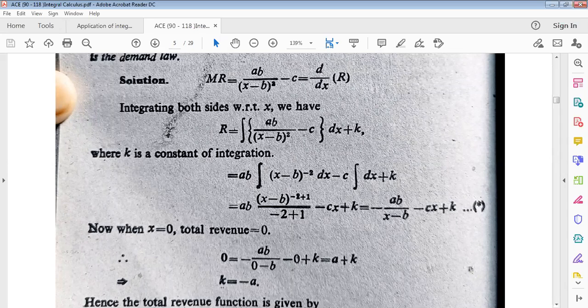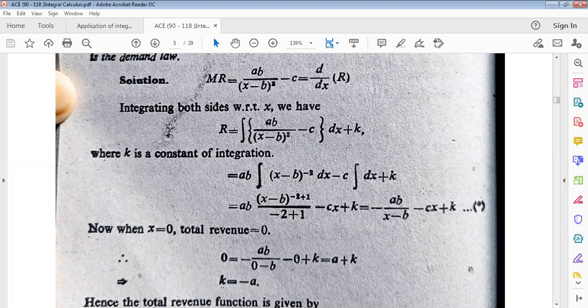So this is minus 2 plus 1, what? Only minus. Minus x minus b to the power minus 2 plus 1, that is x minus b to the power minus 1. This can be written as ab divided by x minus b, so minus cx plus k. This is actually r equals this, the revenue.